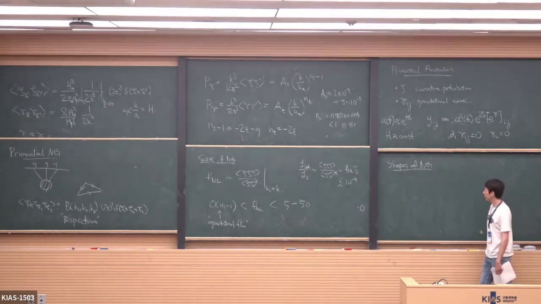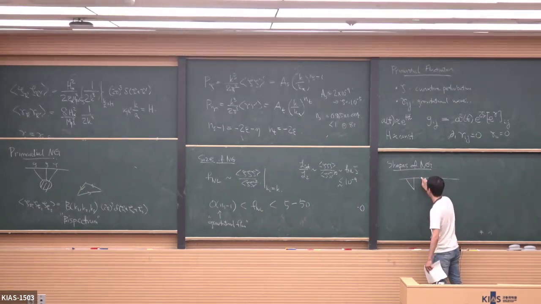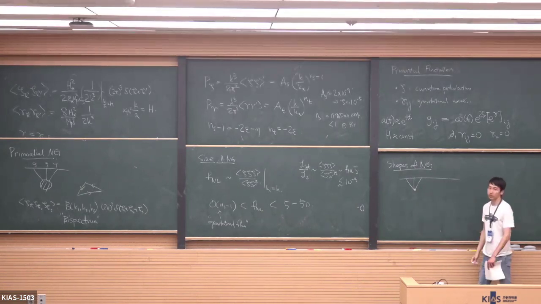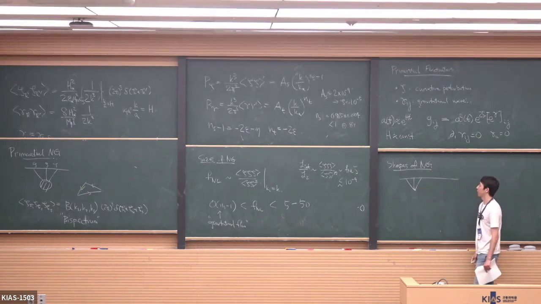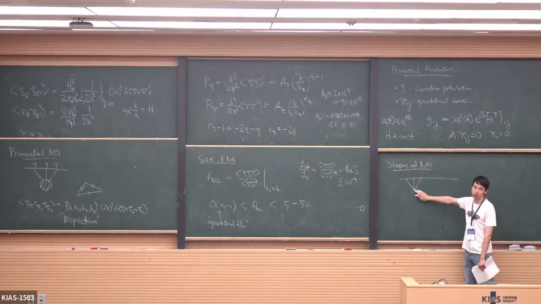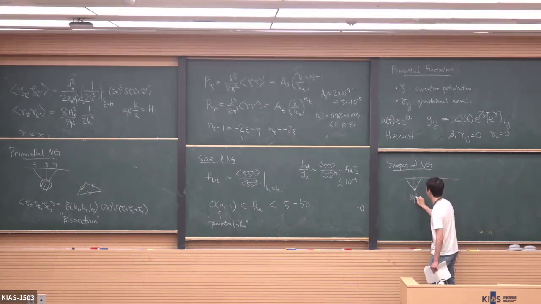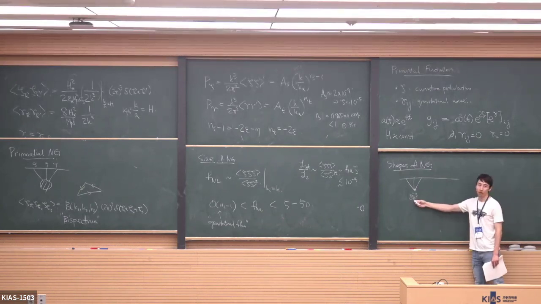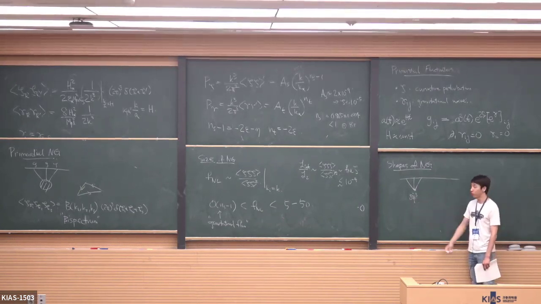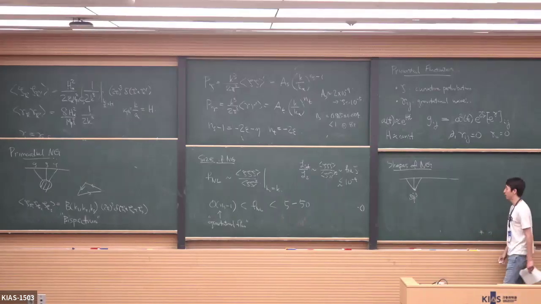We can have different types of bispectrum starting from different types of interactions during inflation. For example, we can have a simple self-interaction of the inflaton. In terms of the delta phi, we can have interactions like delta phi cubed that gives rise to this kind of contact diagram.